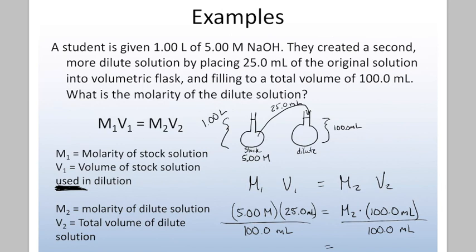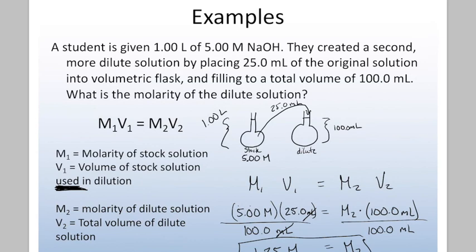Plug that into my calculator, and I would get 1.25. It should have 3 sig figs, so 3 sig figs is correct. And then notice how units work nicely as well. Milliliters will cancel, and I'll be left with molar. So M2 would be 1.25 molar.